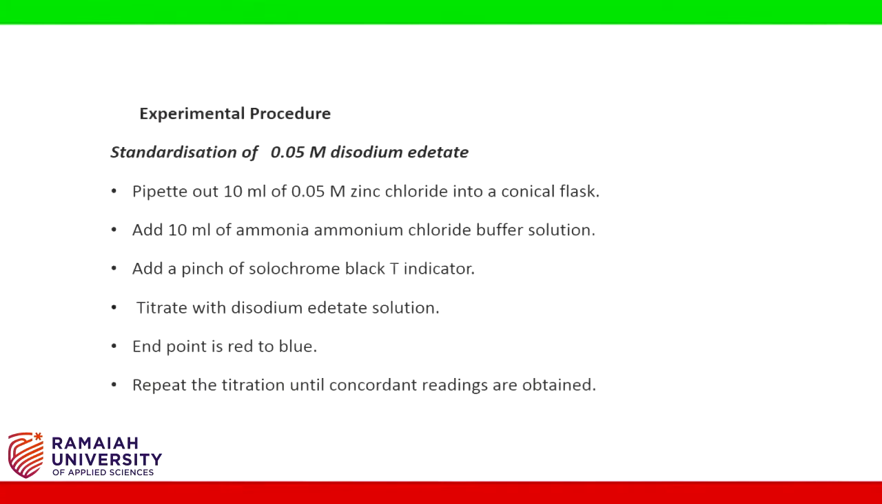Experimental procedure: standardization of 0.05 molar disodium edetate. Pipette out 10 ml of 0.05 molar zinc chloride solution into a conical flask. Add 10 ml of ammonium chloride buffer solution. Add a pinch of solochrome black T indicator. Titrate with disodium edetate solution. The endpoint is red to blue. Repeat the titration until concordant readings are obtained.